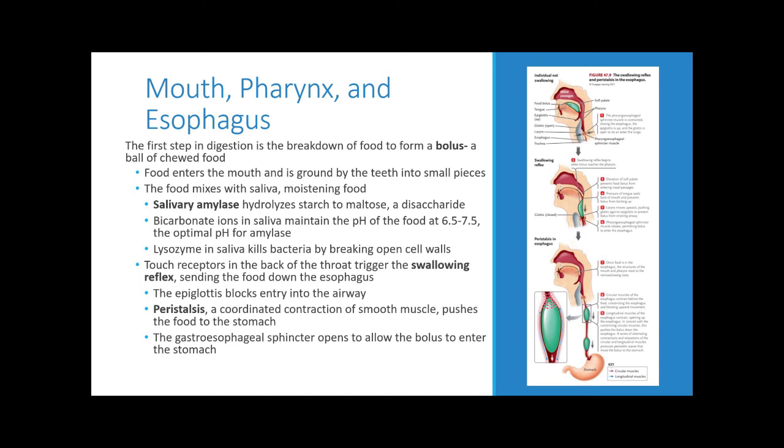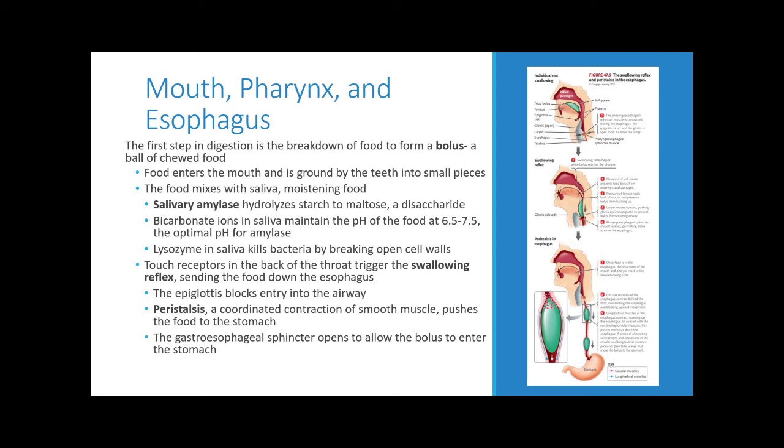Digestion begins when food enters the mouth and is ground into small pieces to form a bolus. As food is chewed, it mixes with saliva. This acts to moisten the food for digestion. Bicarbonate ions in saliva maintain a pH of 6.5 to 7.5, the optimal pH for the enzyme salivary amylase to hydrolyze starch to maltose. Saliva also contains lysozyme to kill bacteria.